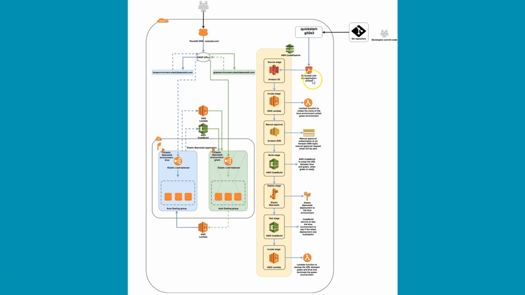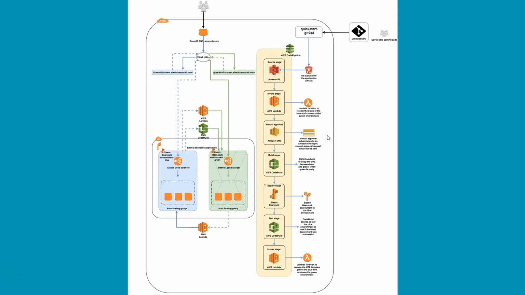Once CodePipeline detects a change in the object in that S3 bucket, the CodePipeline will trigger, and the first stage is the source stage. In the source stage, CodePipeline is going to grab the object from the S3 bucket and pass it to the next stage. In the next stage, which is called the invoke stage, AWS Lambda is going to clone the blue environment to the green environment.